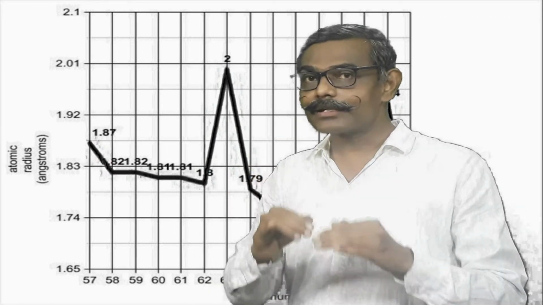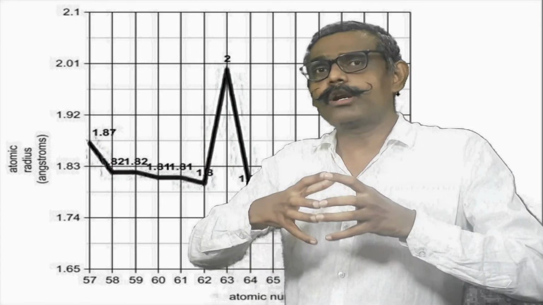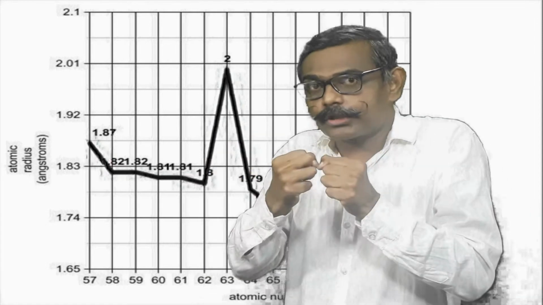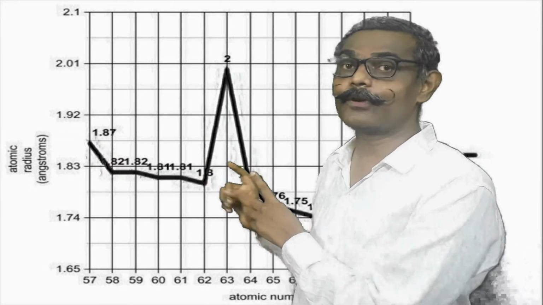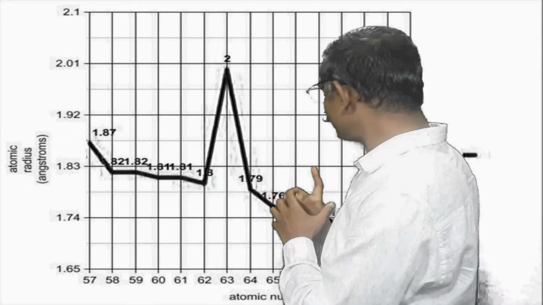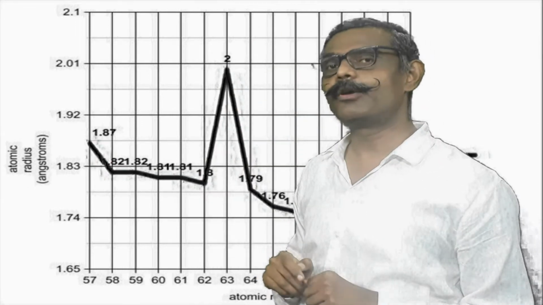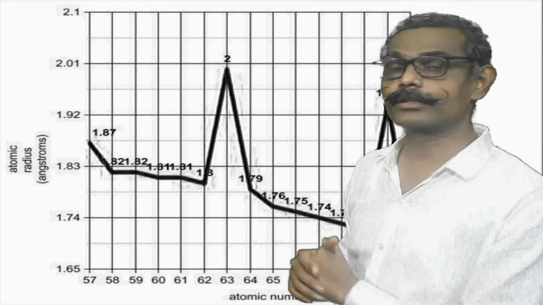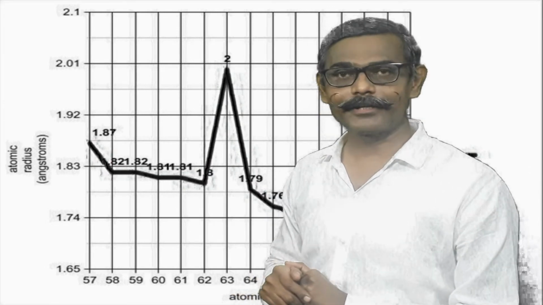Metallic bonding is weaker. If metallic bonding is weaker, then atomic size will be what? Larger. If metallic bonding were stronger, then atoms would come closer, and closer means atomic size will be smaller. So for other lanthanoids size is smaller, but for europium and ytterbium the size is larger. So the metallic bonding characteristic is the reason for the unusual increase in size of europium and ytterbium.